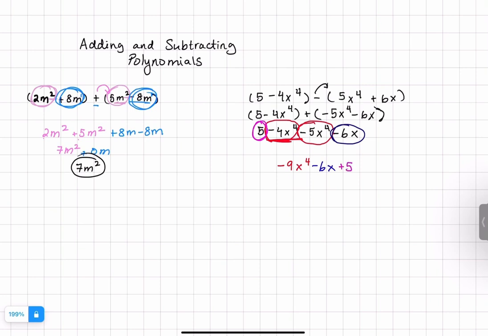When you're writing your answer, you want to make sure your final answer is written so that, from left to right, the exponent is decreasing. So it would be negative 9x to the power 4 minus 6x plus 5. So that is your final answer.